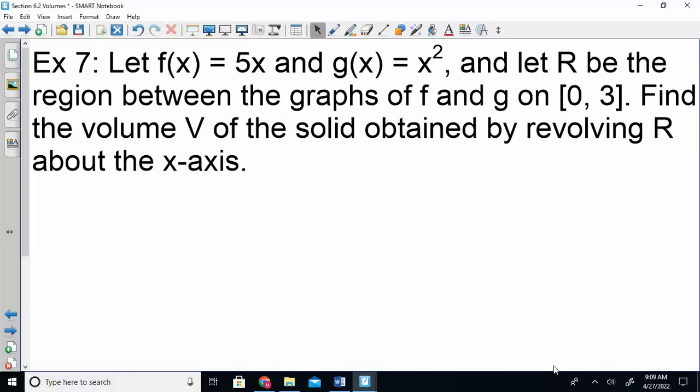That is very important. Alright, let f of x equal 5x and g of x equals x squared. And let R be the region between the graphs of f and g on the interval 0 to 3. Let's stop right there and kind of draw this. So 0 to 3, those are my x values.